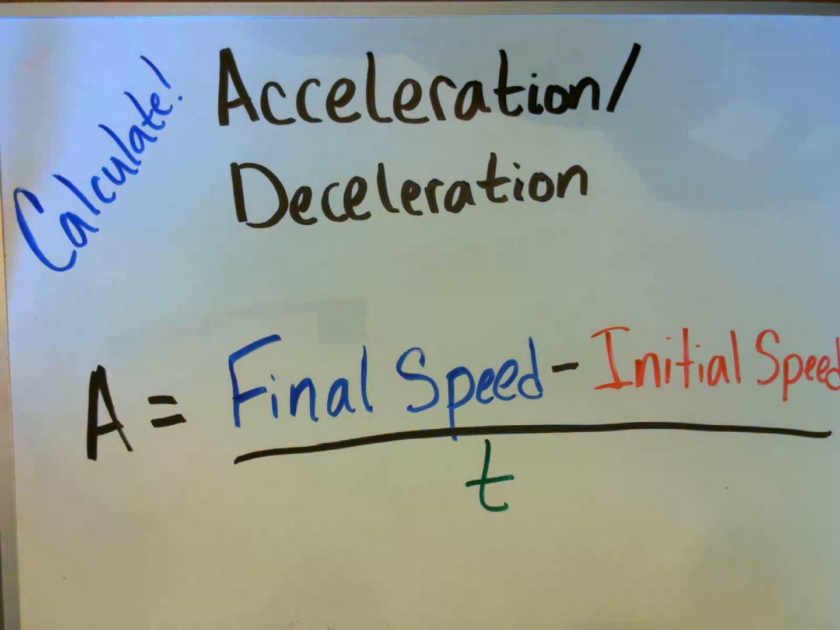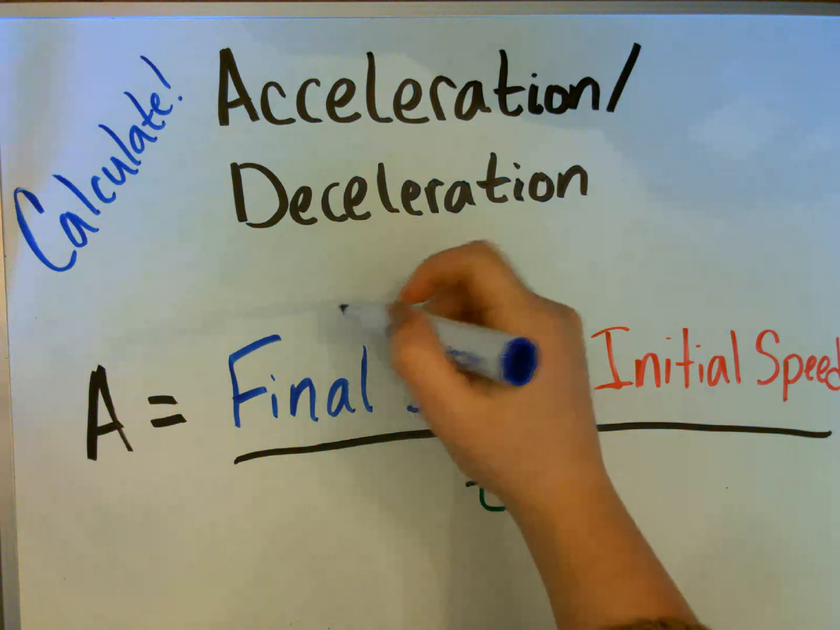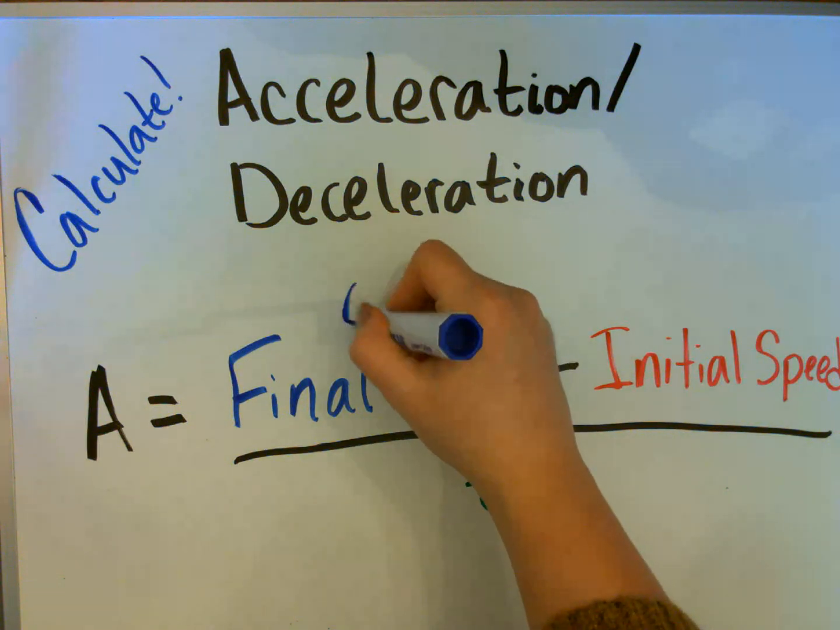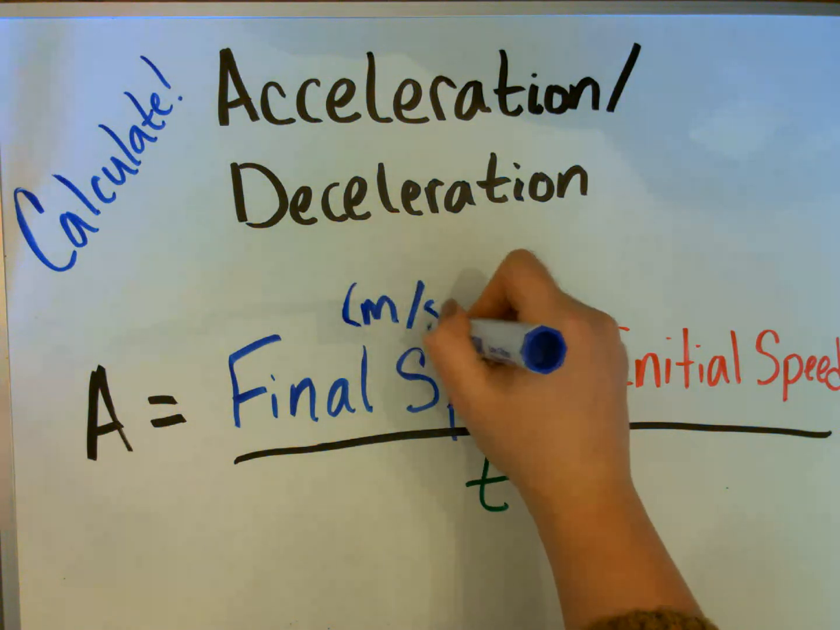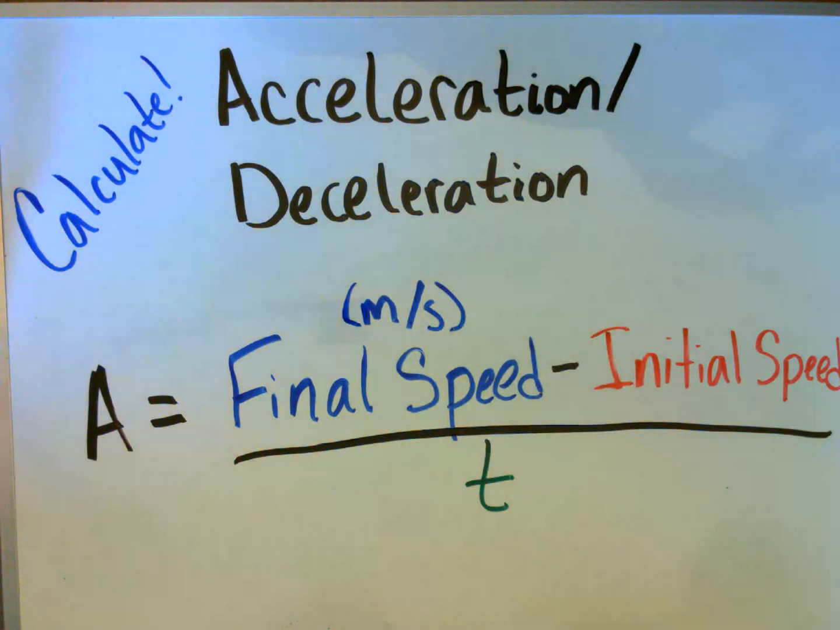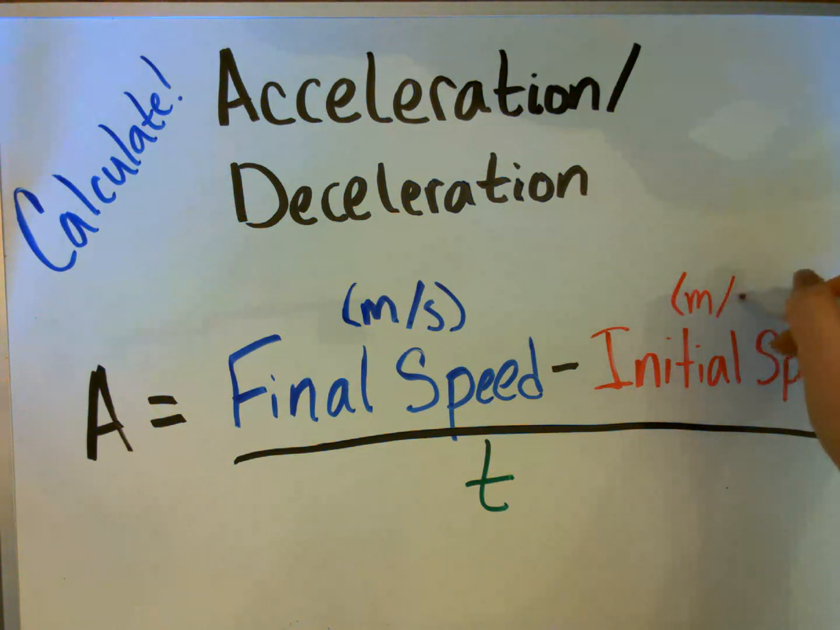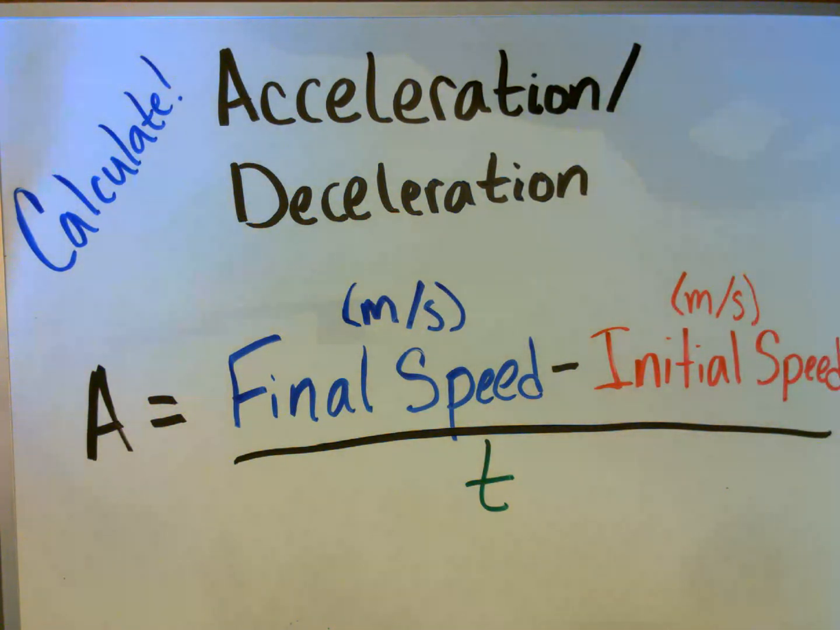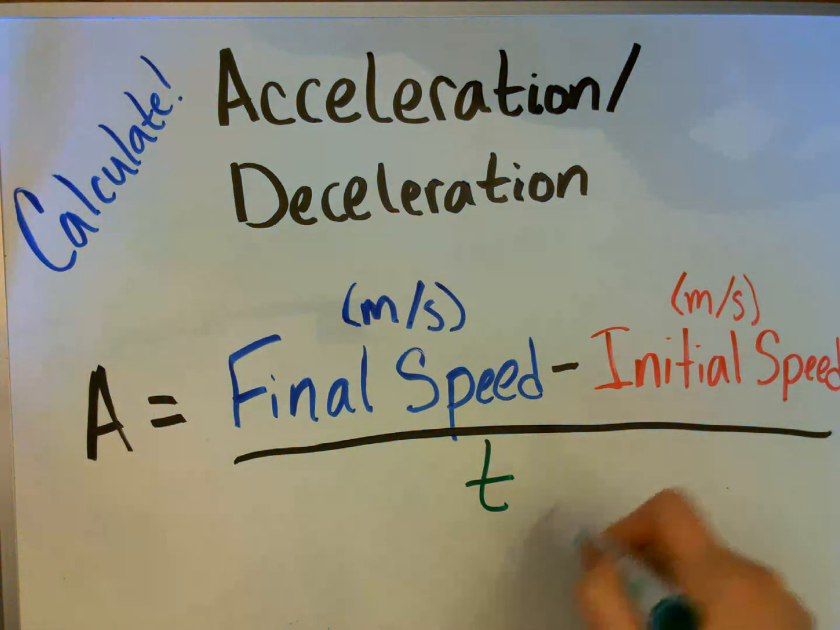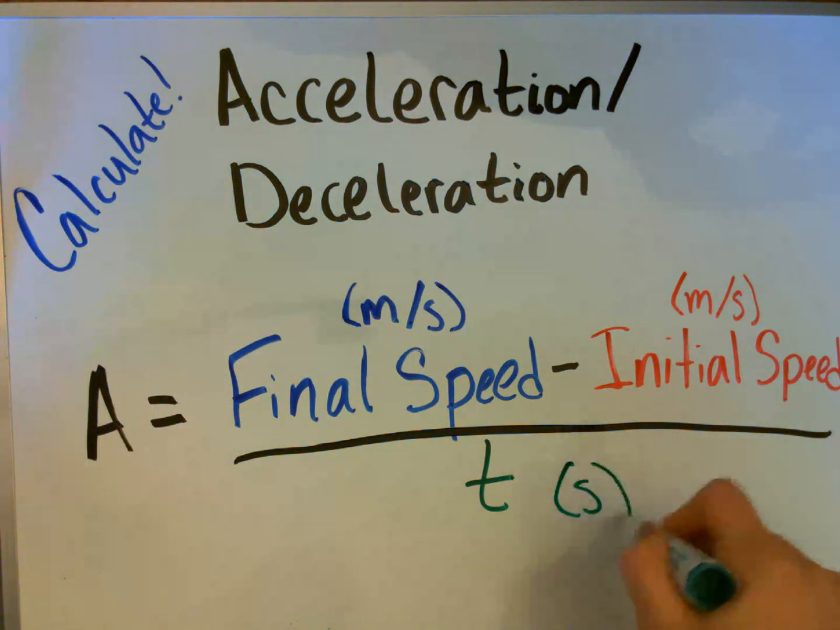Let's look though really fast before we move on and remind ourselves what units these have to be in. So our final speed has to be in meters per second. Initial speed, meters per second. In time, we're going to put in seconds.